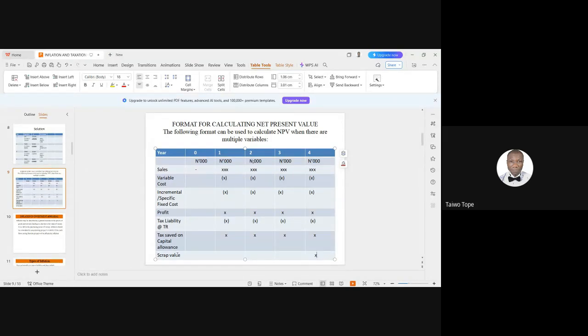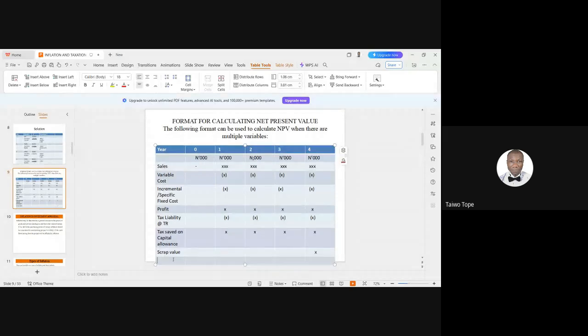So you can move further to look at your initial outlay. That is your costs, the cost of your investment. The initial outlay is the cost of investing as at what? As at year zero. So as at year zero, what is that value? It is an outflow, you are giving out as at year zero.